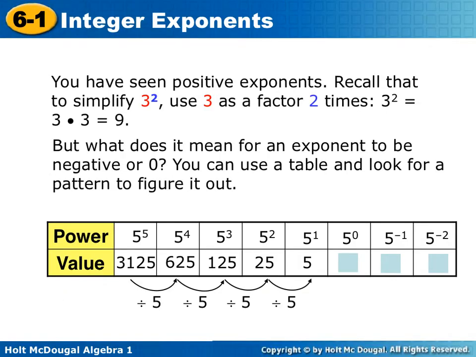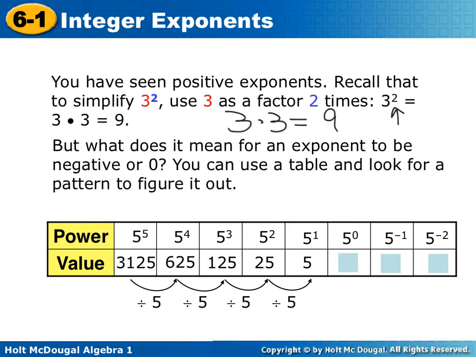Okay, so here's an example of, we've seen positive exponents, and we know that when it's 3 to the second power, this power tells you how many times to multiply the number. So 3 squared, and that's a special name that they give to the second power, is squared. But when you see a little 2 there, that means to take the base and multiply it 2 times by itself, and 3 times 3 is 9.